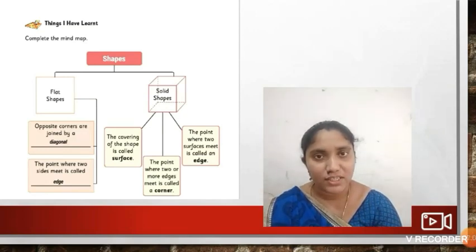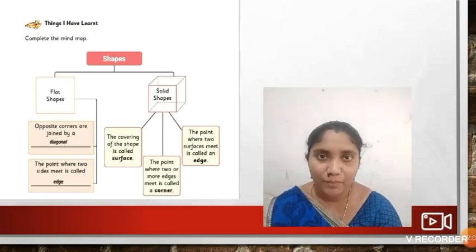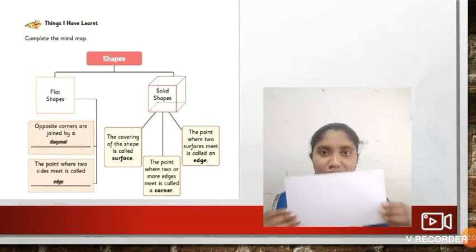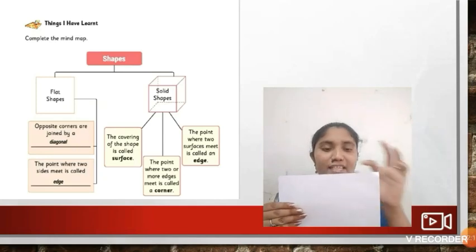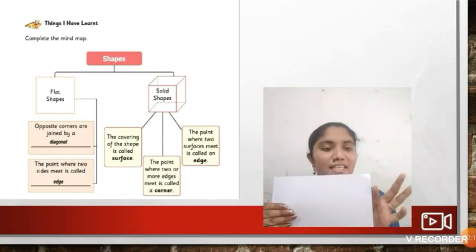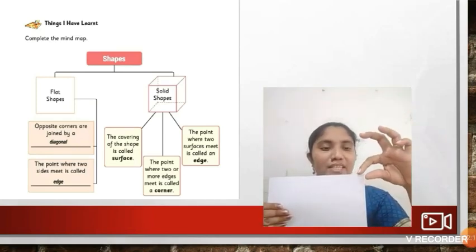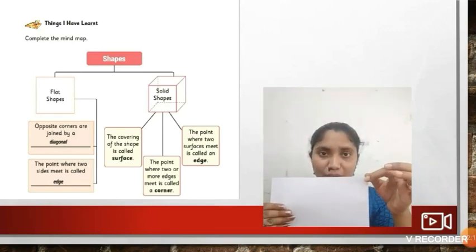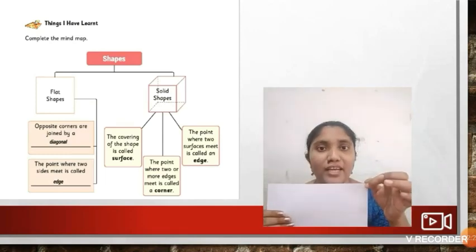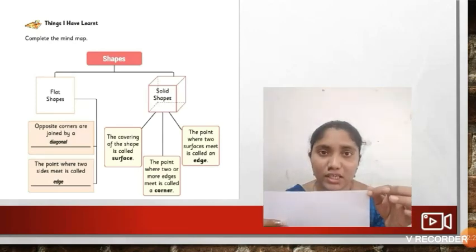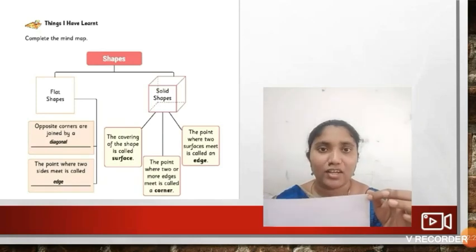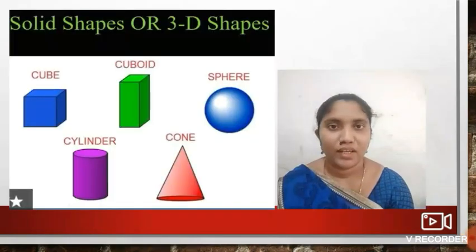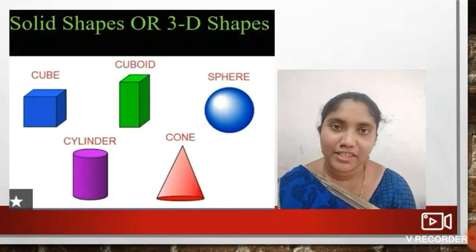And the second box. The point where 2 sides meet is called a, see here, this is a rectangle. This is one side and this is another side. These 2 sides are meeting here. What we call this point? The meeting point. What is that? Yes, it is a corner. So write the spelling corner. C-O-R-N-E-R. Corner.